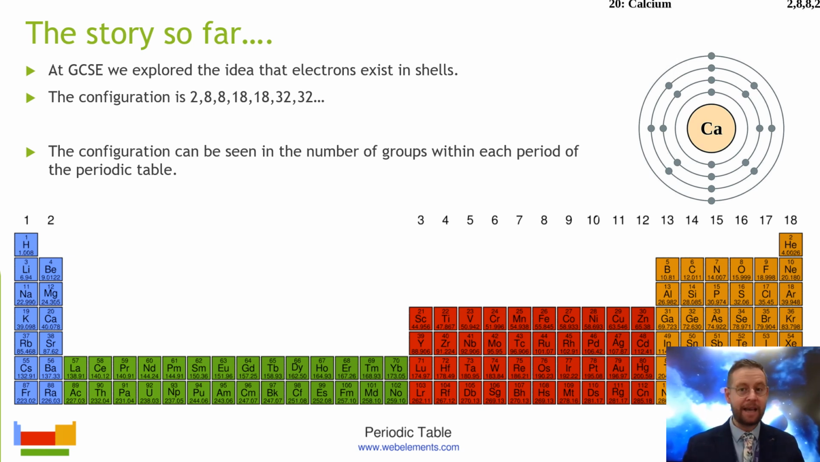Now this is evident in the shape and dimensions of the periodic table. For if you look in each period, how many groups are present? That is how many electrons there are in that shell. So you can see that for the first period with hydrogen and helium, there are only 2 elements there, indicating that there are only 2 spaces in the innermost shell. And then, of course, there are 8 across period 2, and on and on.